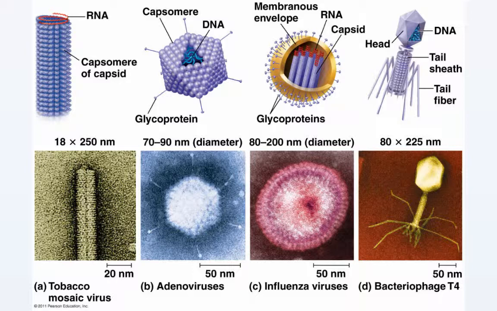So the tobacco mosaic virus is a retrovirus with RNA inside of it. That capsid around it creates this rod-looking shape. Adenoviruses have, again, the capsid with DNA inside. Your flu virus, your influenza, same idea. You're going to have a capsid with glycoproteins, which are basically little receptors that are going to be able to recognize host cells.